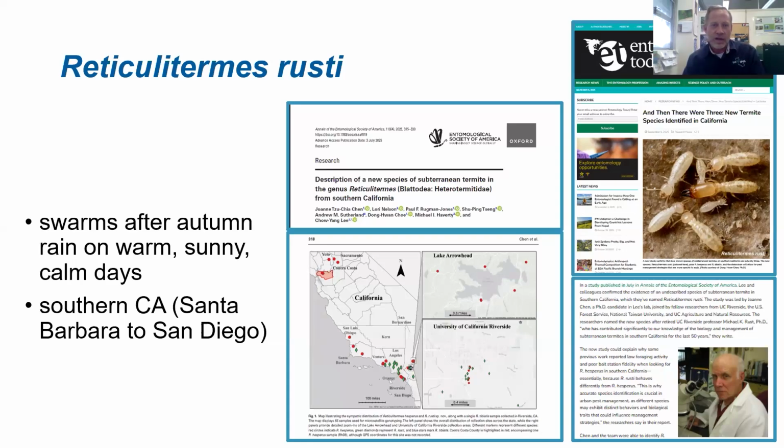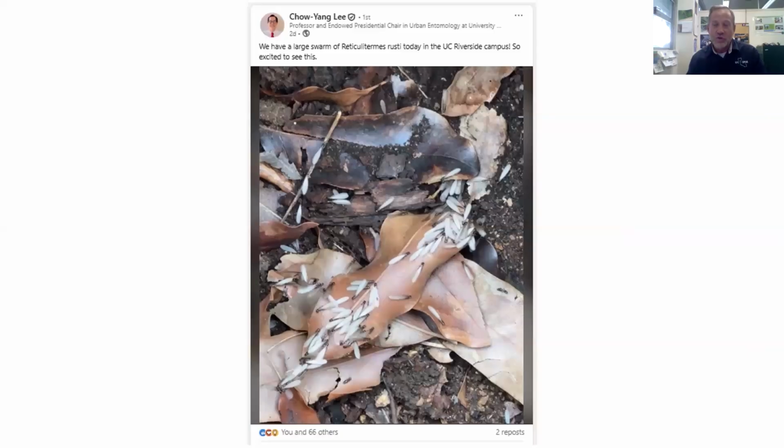And it's really unique in that it does swarm after the first autumn rain. And so this is happening right now. In fact, 2 days ago, my colleague down in Riverside posted on LinkedIn that he observed a large swarm of Reticulotermes rusty. And so you may be seeing this in your neighborhood and wondering, what's going on? What are these insects? If you know that they're termites, you may wonder, is my home infested? What do I do about this?